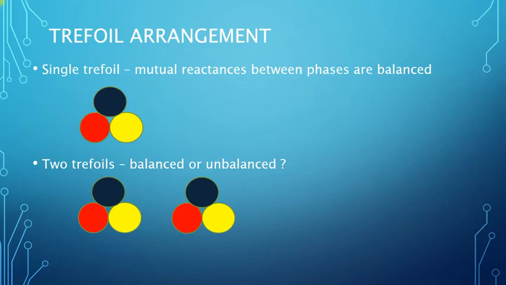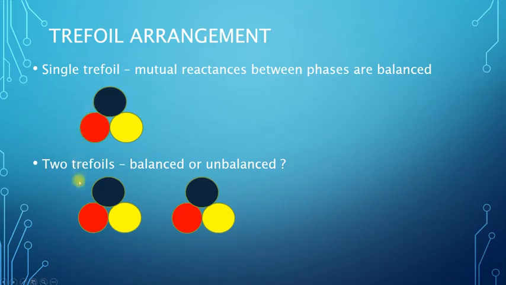Another way of arranging single core cables is to adopt the trefoil arrangement, where the cable centres are placed at the corners of an equilateral triangle. So if we have a single trefoil, then it is clear that the mutual reactances between the phases will be balanced.